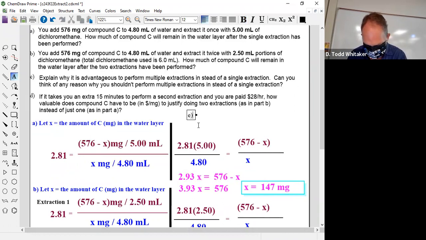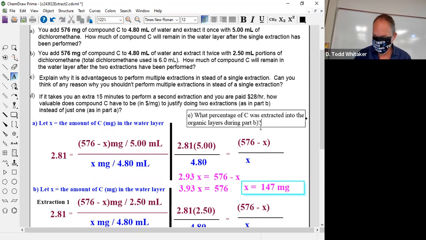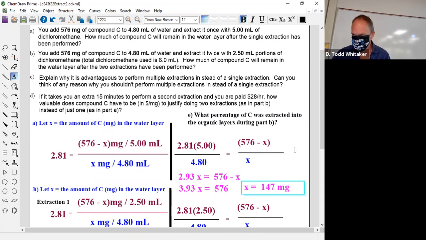E. What percentage of C was extracted during part B? Extracted into the organic layers. I'm adding it, and I'm doing it on the right side. So we've done half the work.